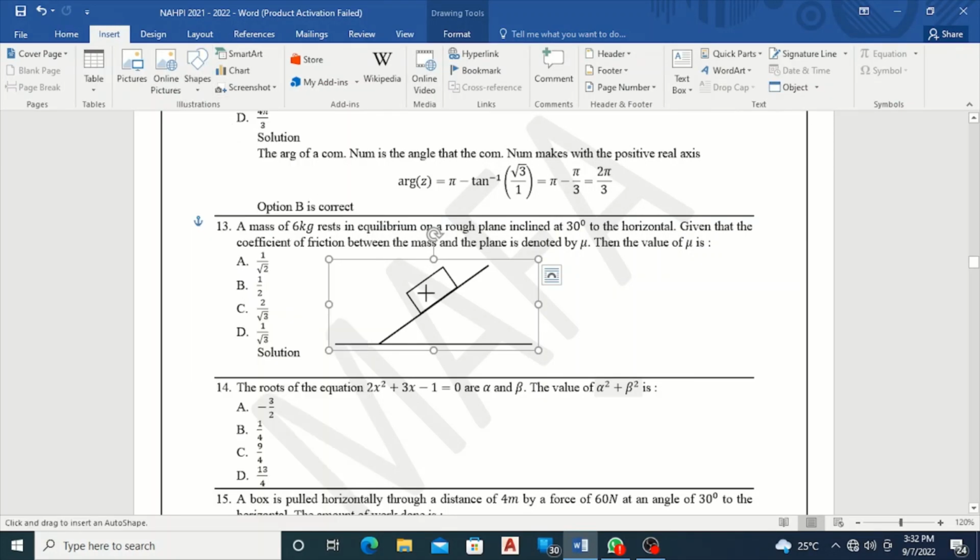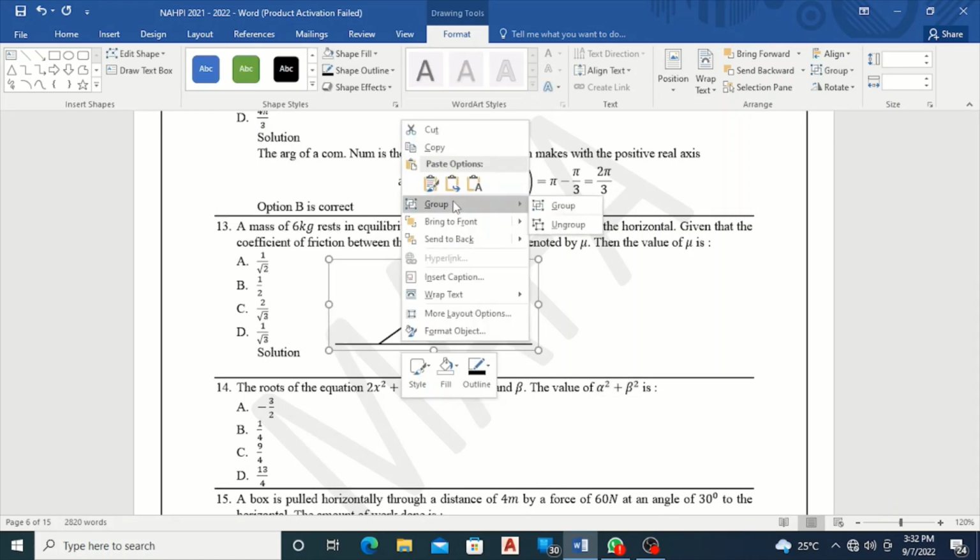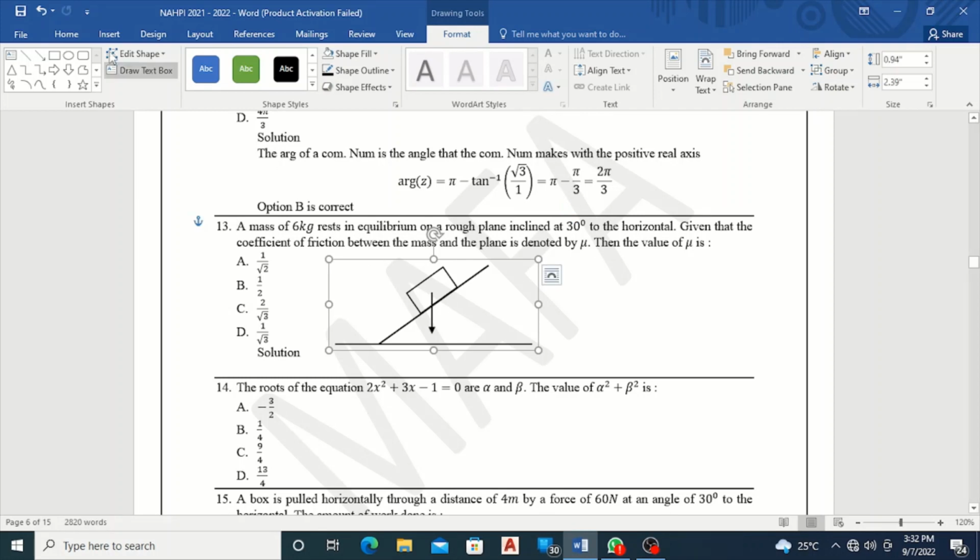So we first of all begin with the weight, which acts what? Vertically downwards from the center. There is a weight, mg, which is 6g. Now next we have what? We need to resolve this component of the weight along the plane and perpendicular to the plane, because normally here we have the normal reaction, which is always perpendicular to the plane. So you have the normal reaction force there. We are going to indicate the values very soon.